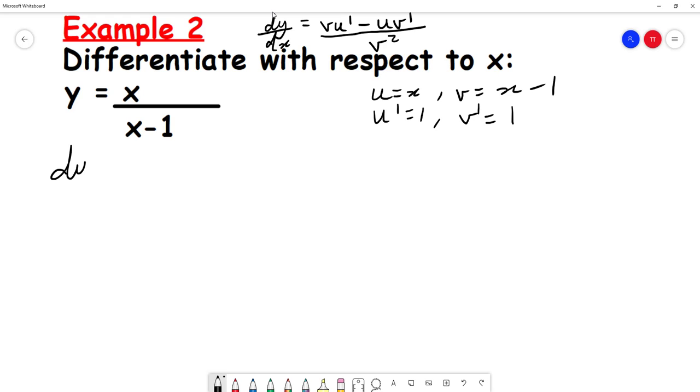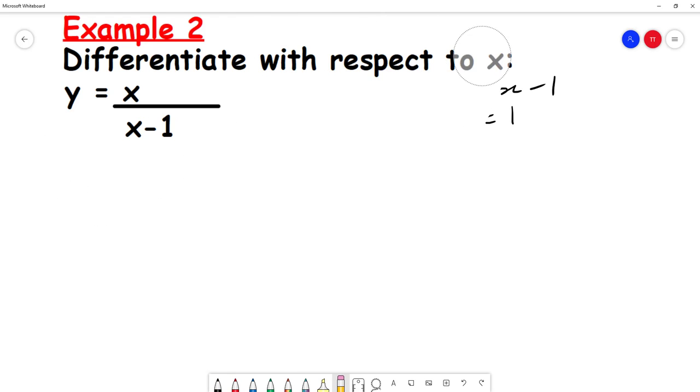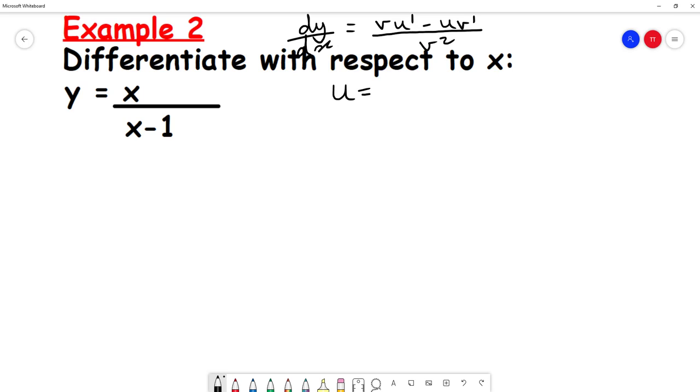Okay, here's another question for you to try. You can pause the video, and when you're done, I will go through my worked solution. Okay, welcome back. So let's start off by writing down dy by dx. That's v times u dash minus u times v dash, all divided by v squared. U in our case is x, u dash is 1, v is x minus 1, and v dash is simply 1.